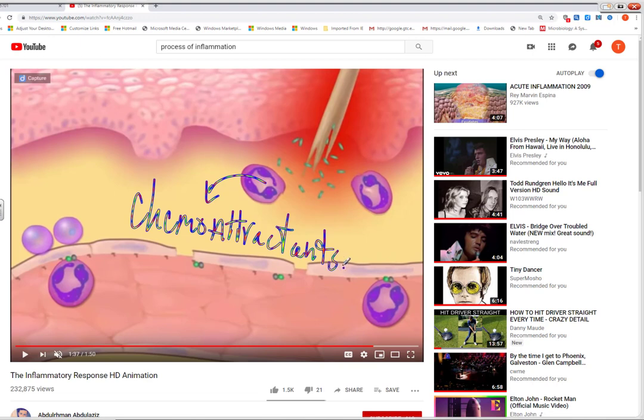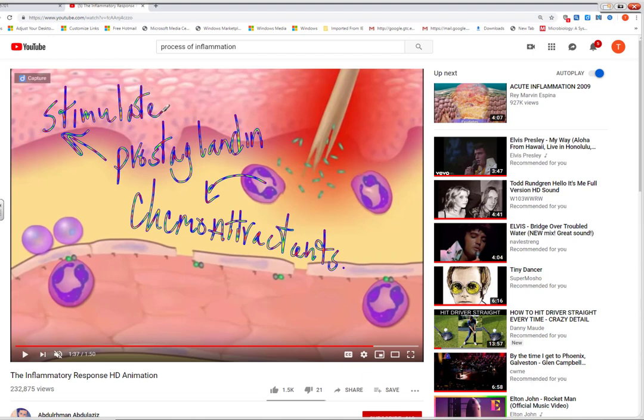And these chemoattractants, we know, are histamines, interleukins, prostaglandins, correct? So when you release prostaglandins, what happens is these prostaglandins will increase that inflammatory response. It's going to make the arteries dilate even more, make the capillaries even more leaky. And you have pain receptors all around your body, right? These nociceptors, and prostaglandins are going to stimulate these nociceptors. So you're going to get pain.